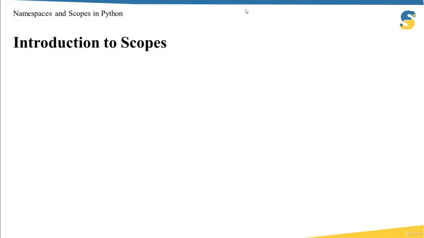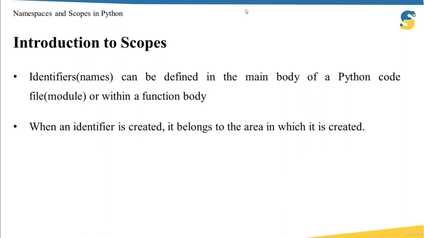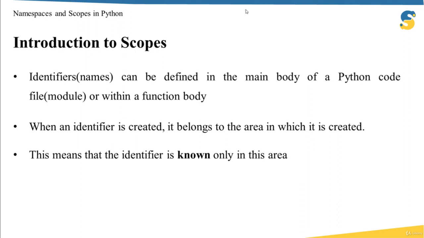First of all, let's start talking about scopes. Before now, we saw that whenever I want to define an object in Python, I will give it a name. Usually, names or identifiers can be defined inside the main body of a Python code file, which we call a module, or these names can be defined within a function body. You have to know that whenever an identifier is created, this identifier belongs to the area in which it's created. In other words, this identifier is known only in this area and sub-areas within that area.